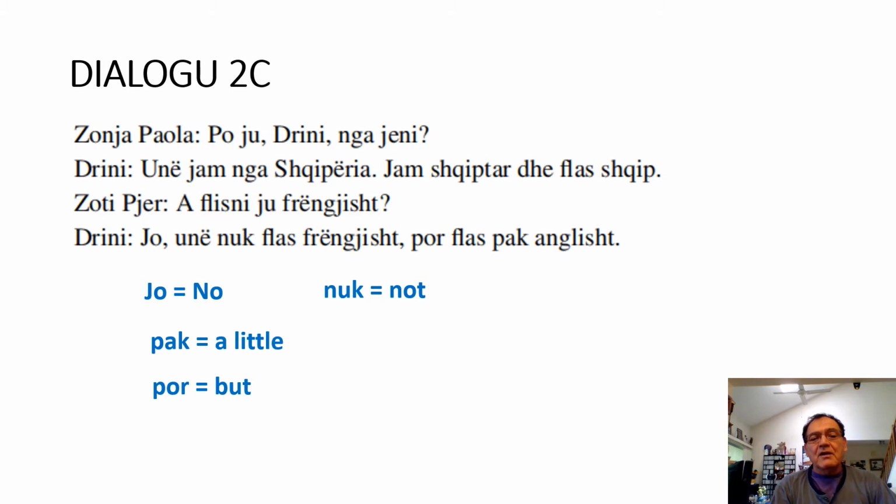And notice that Pierre asked the question and he says, A flisni ju frëngjisht. This a doesn't mean anything. It's just a question marker. It tells us that we are asking a question. Okay, let's listen again and let's pay attention to these new words.